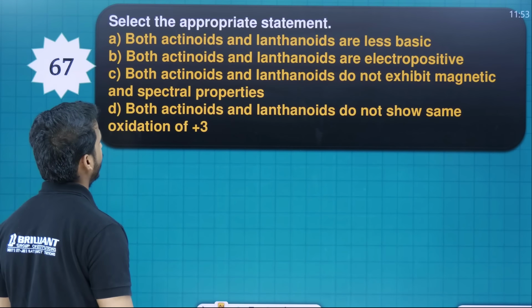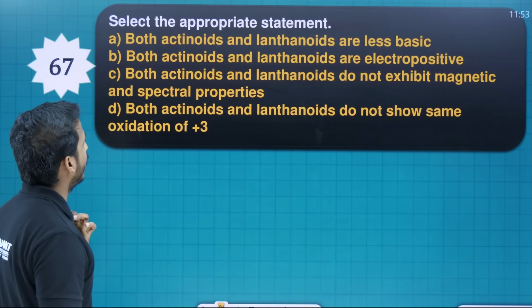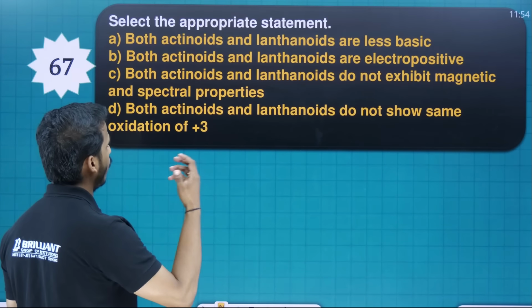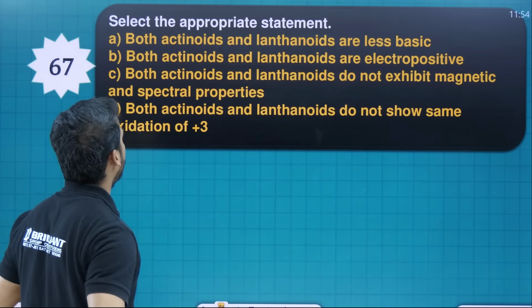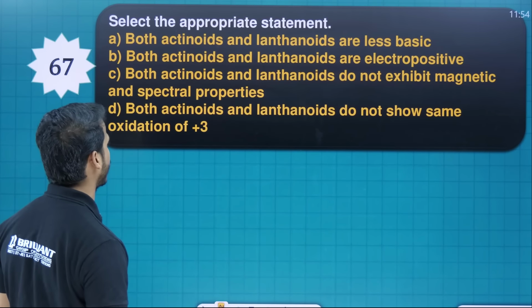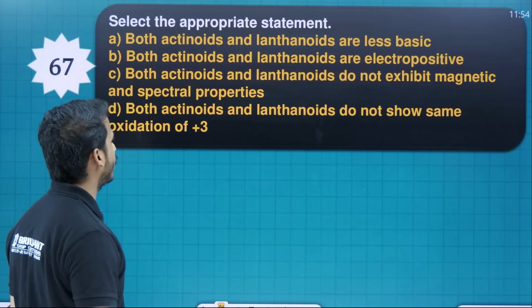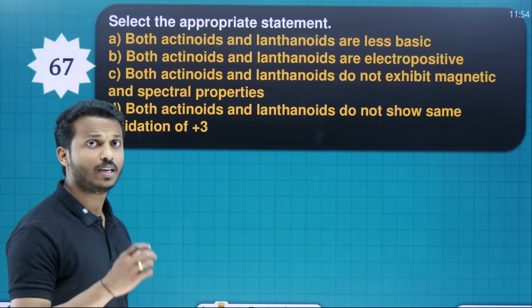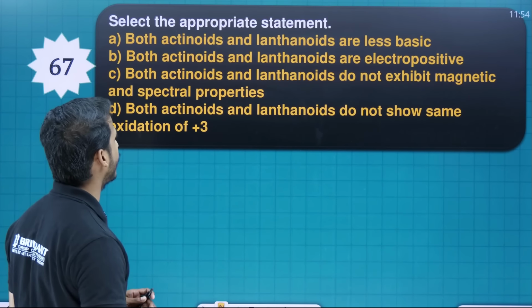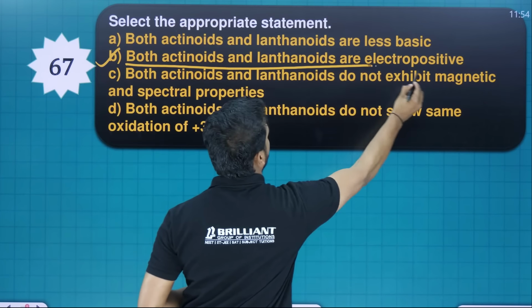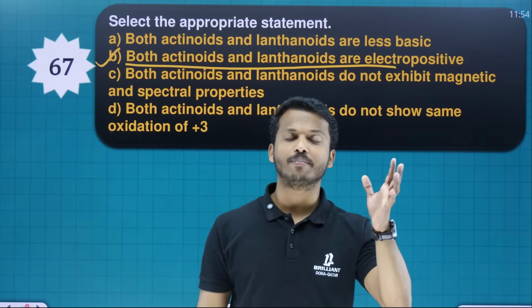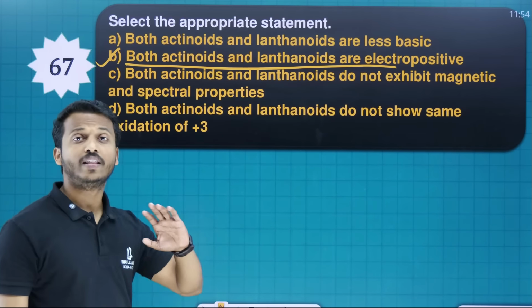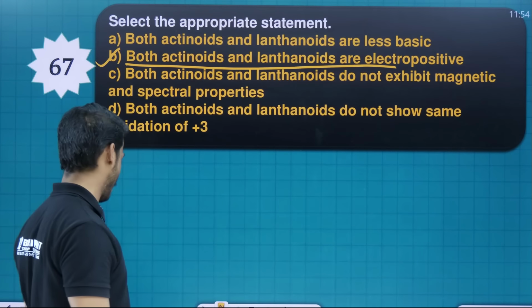Select the correct statement. Both actinoids and lanthanoids are electropositive. Yes, they are metals. Both actinoids and lanthanoids do not exhibit magnetic and spectral properties? No. Both actinoids and lanthanoids do not show the same oxidation state of which one? +3. So the main thing, both actinoids and lanthanoids are electropositive. You may have studied the similarities and dissimilarities between lanthanoids and actinoids. So be careful. Both are metallic in nature, so they are electropositive in nature.